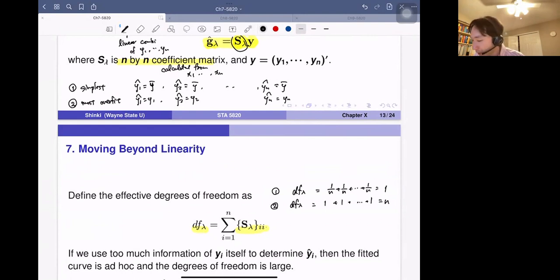So every other model has df between 1 and n.